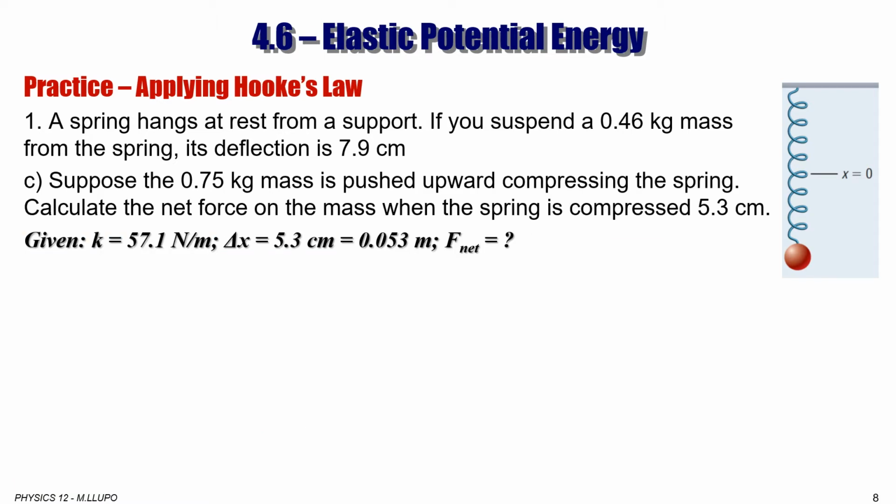C. Suppose that the 0.75 kilogram mass is pushed upward, compressing the spring. Calculate the net force on the mass when the spring is compressed 5.3 centimeter. So what is given? The spring constant we know already, it's the same spring, by the way. The spring constant is not going to change because we didn't change the spring. It's 57.1 Newton per meter. Now displacement, as we said, is compressed 5.3 centimeter, which is 0.053 meter.